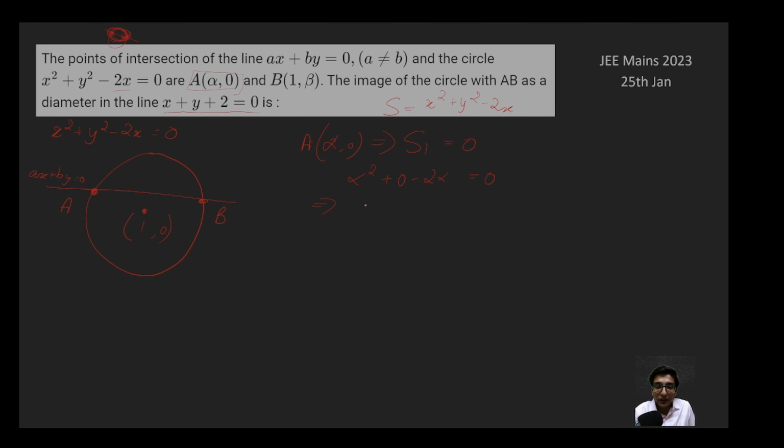So from here what do we get? Alpha into (alpha minus 2) is equal to 0. So either alpha is equal to 0 or alpha is equal to 2. So we've gotten two values here of alpha. Now which one do we have to take? Since we know that A (alpha, 0) also lies on the straight line as well.